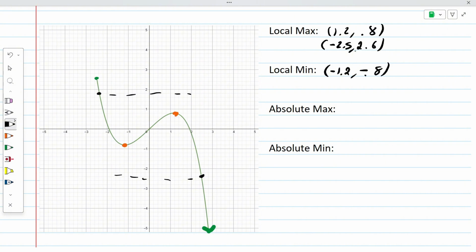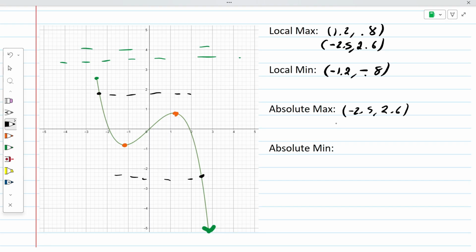But this is also going to be a global max, because we see there's no values above here that are going to ever be larger than this point. This is the largest point anywhere on the graph. Okay? So our absolute max will be this point right here of negative 2.5 comma 2.6.